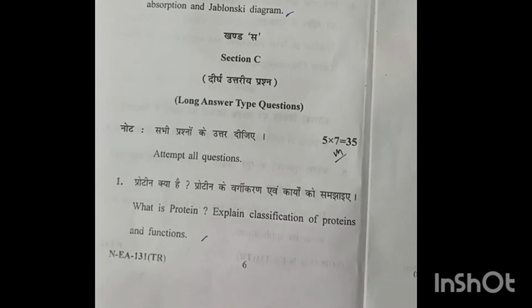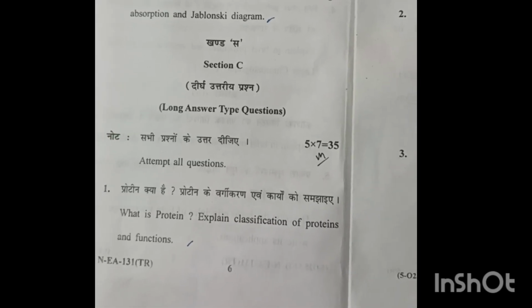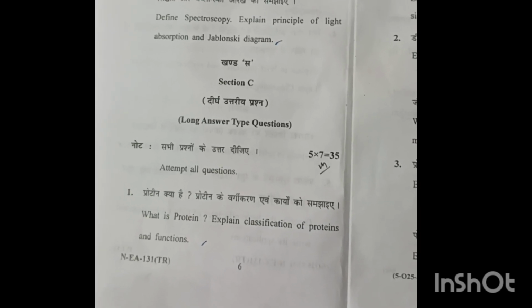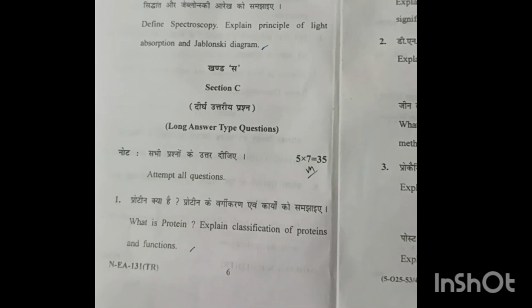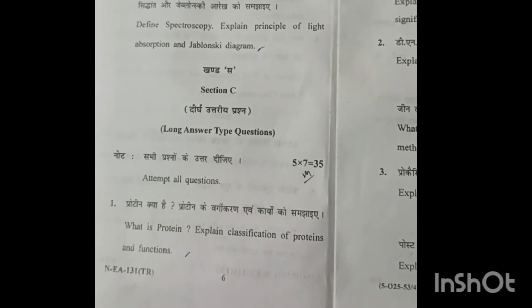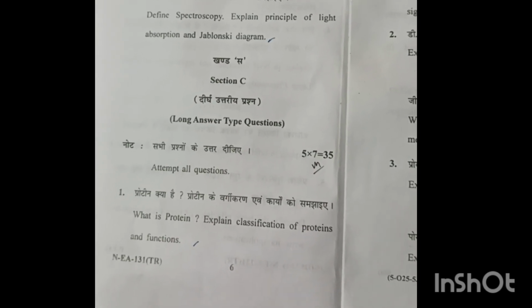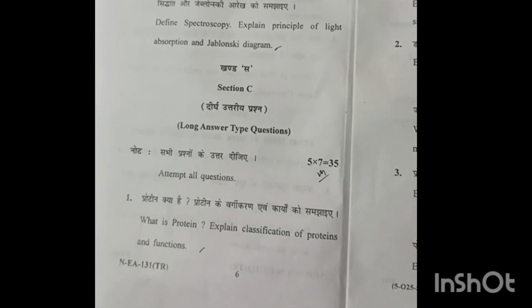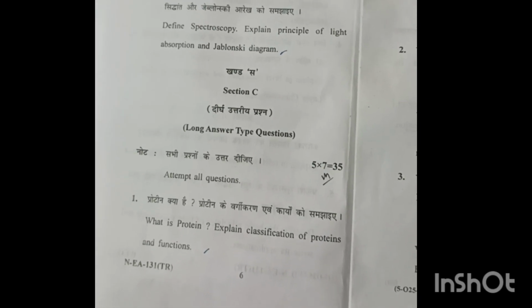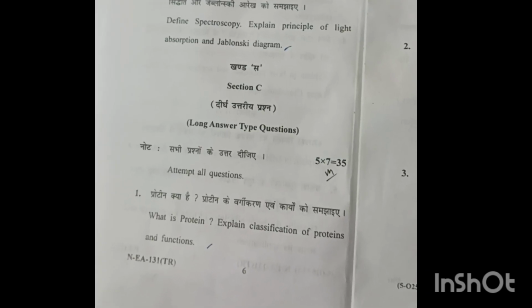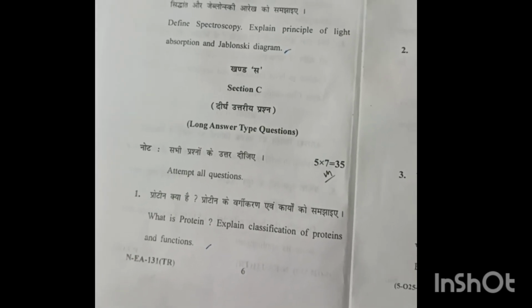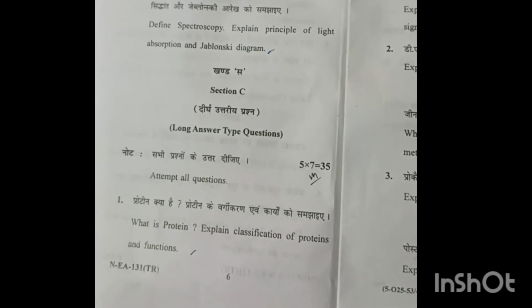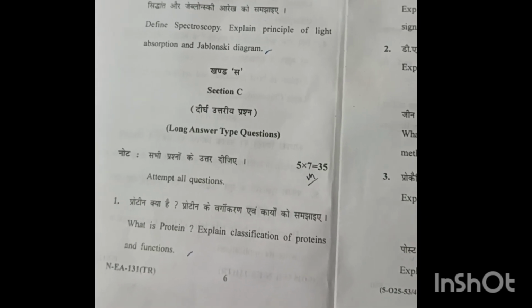Now in section C, you can see there are 5 questions to be attempted, and each question is of 7 marks. That means at least 10 pages, that means 5 pages front and back should be written. The first question was on protein classification and functions. Very easy. We have discussed protein in the video, and classification is very easy, based on functions and based on structure, like simple protein, conjugated protein, and you can write whatever criteria you have studied. I just generally included the function and structure ones.